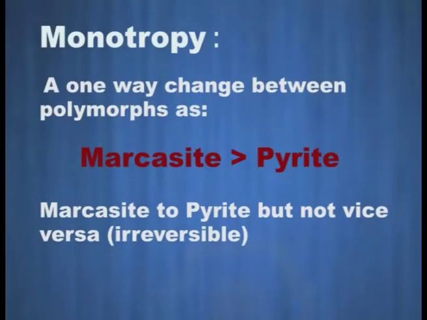Next one is monotropy. Monotropy is a one-way change between polymorphs, as we can see in marcasite to pyrite, but not vice versa. That means it is irreversible.